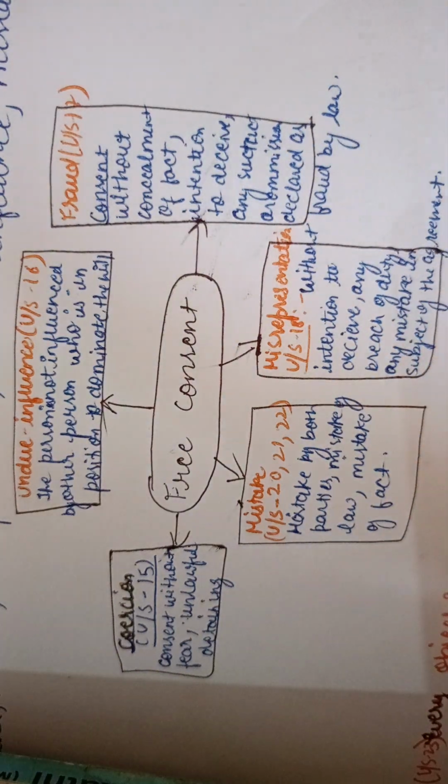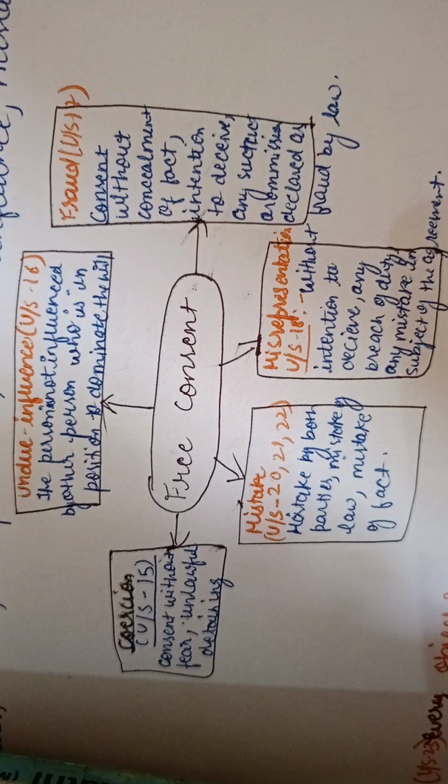Here the position of dominating is defined as where he holds a real or apparent authority over the other, or where he stands in a fiduciary relation to the other, or where he makes a contract with a person whose mental capacity is temporarily or permanently affected by reason of age, illness, or mental or bodily distress.